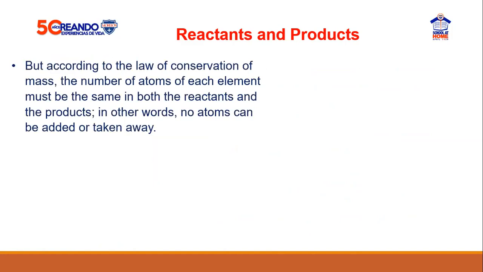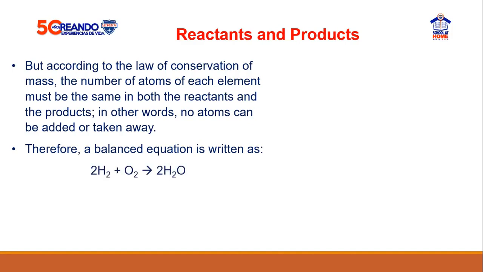Okay, so next, according to the law of conservation of mass, which we are going to illustrate, the number of atoms of each element must be the same on both the reactant and the product sides. In other words, no atoms can be added or taken away. So it's not like you lose atoms or some atoms just pop up. That doesn't exist. So as a result, a balanced equation is written as you can see here.